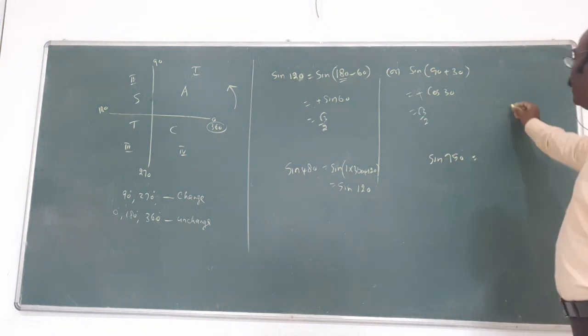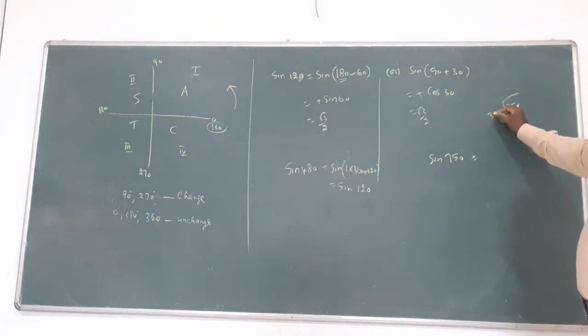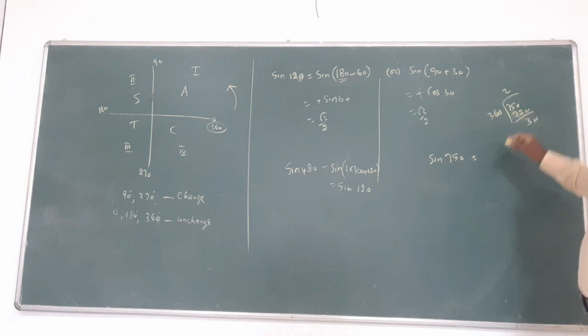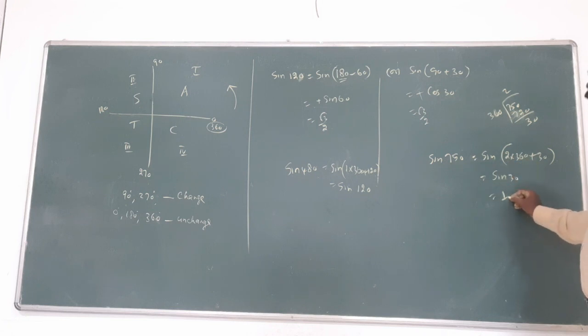What I told you? 750 can be divided by 360. How many times? 2 times. 2 times 360 is 720. What is remaining? 30. So sin of 750 can be 2 into 360 plus 30. The multiple of 360 becomes 0. Only sin 30. Sin 30 is what? 1/2 will be the answer.